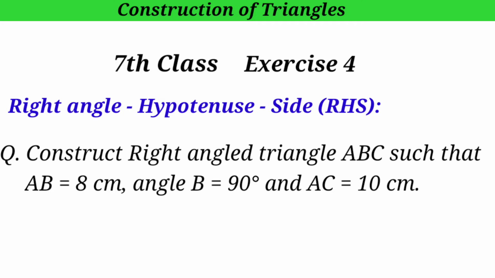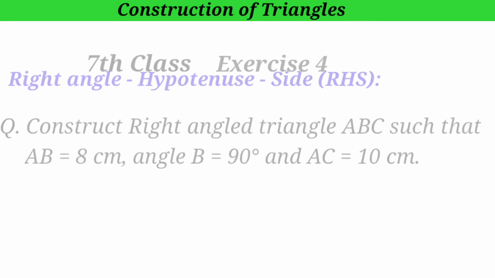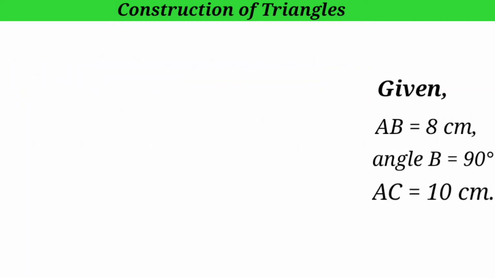Construct a right angled triangle ABC such that AB is equal to 8 centimeters, angle B is equal to 90 degrees and AC is equal to 10 centimeters. So using these three measurements we have to construct a right angled triangle. So see student, how can we construct? The given measurements are AB is equal to 8 centimeters, angle B equal to 90 degrees, AC equal to 10 centimeters. So first we have to draw a line segment of length 8 centimeters.